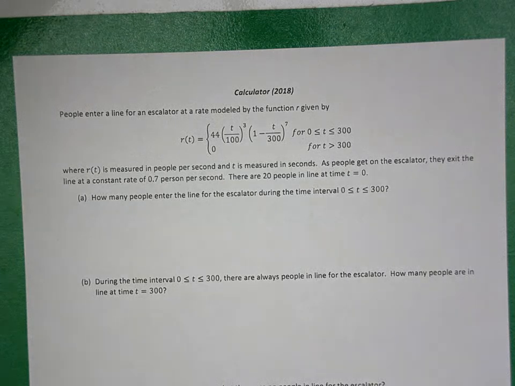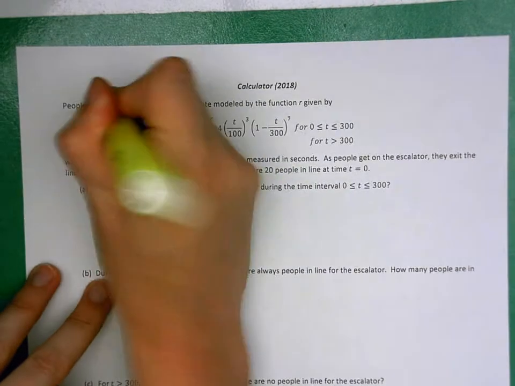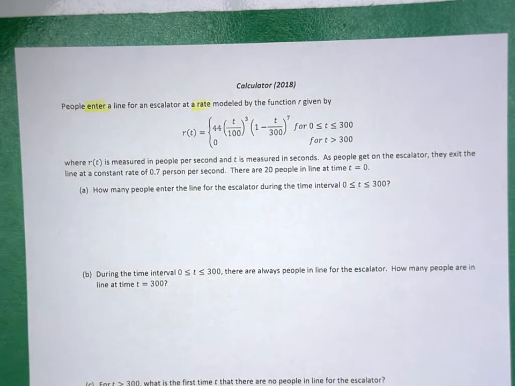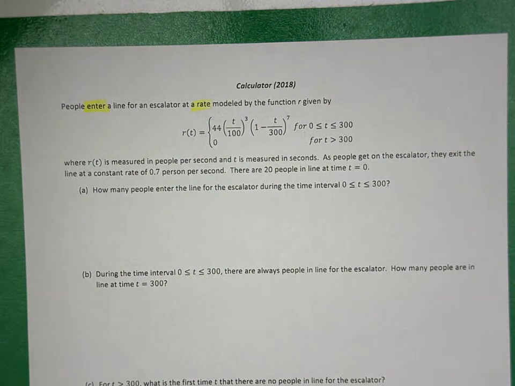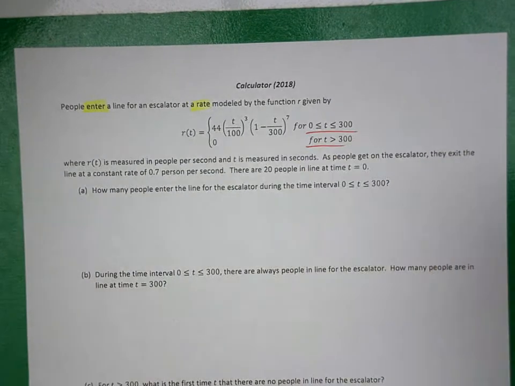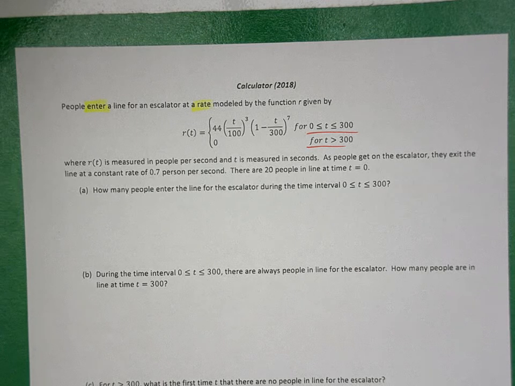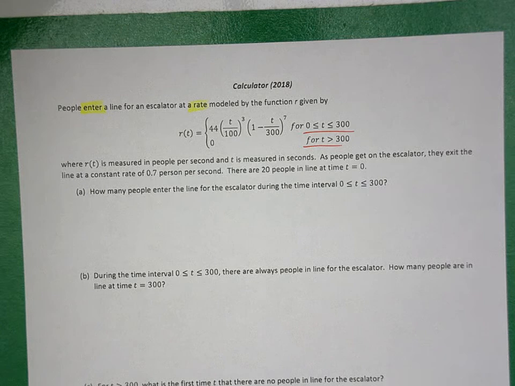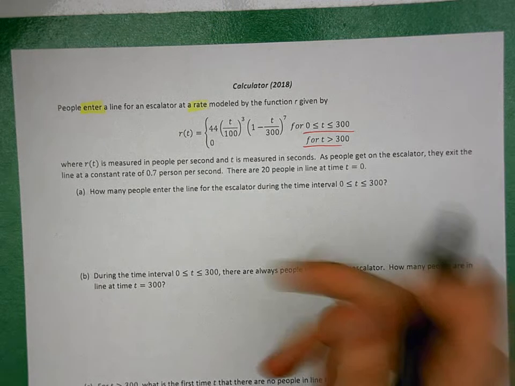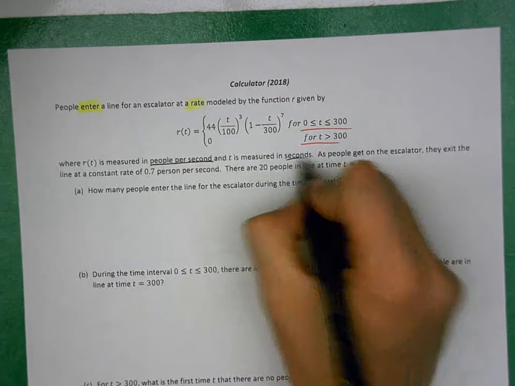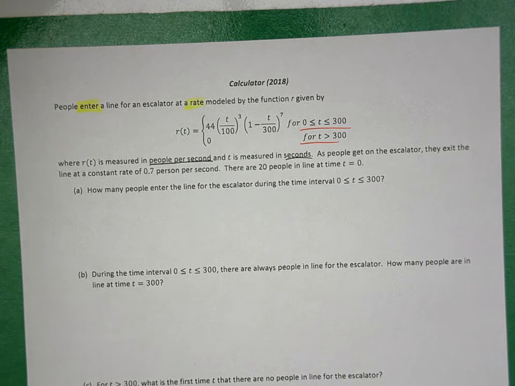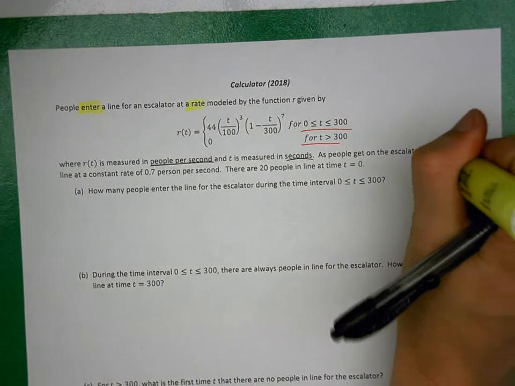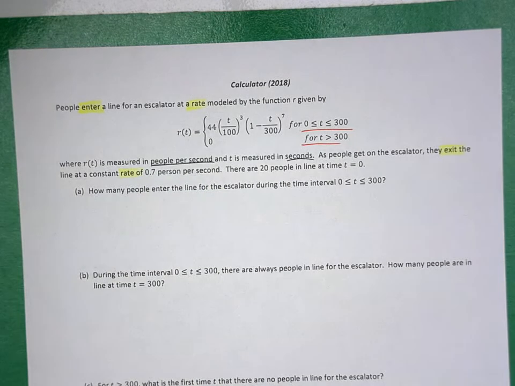Okay, so we have people enter a line for an escalator. So we're entering at a rate modeled by the function r. Okay, and the function r has kind of 2 different parameters here between 0 and 300. We use the above function, this complicated looking one, and when t is greater than 300, we use 0. Okay? Where r of t is measured in people per second, t is measured in seconds. As people get on the escalator, they exit the line at a rate of 0.7 people per second.